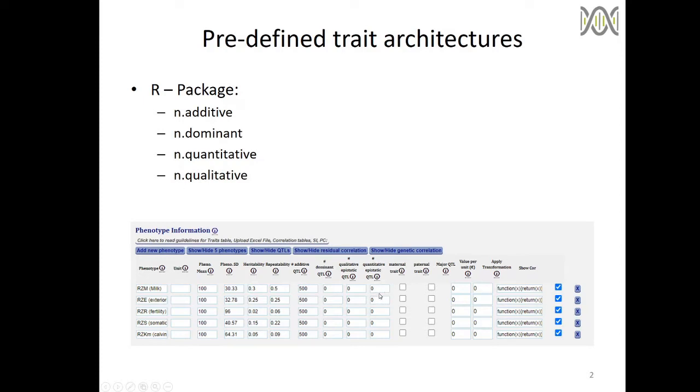In addition to that, you have a variety of other parameters like the trait heritability, repeatability, if those traits are of maternal or paternal origin, or if you want to apply some transformation to not have to model binary traits and those kind of things.